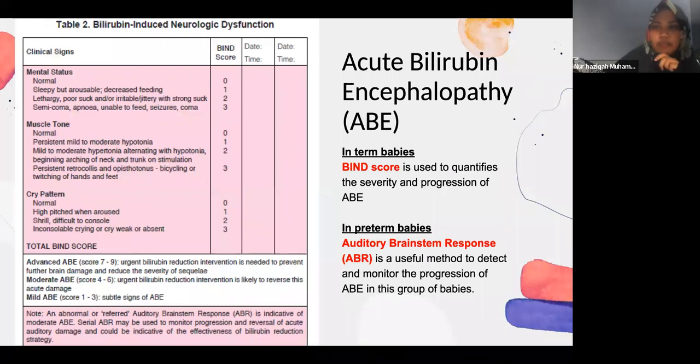This is the acute bilirubin encephalopathy score. This score is used to quantify the severity and progression of acute bilirubin encephalopathy based on the mental status, muscle tone, and also cry pattern. When we look at the score, we add it up and classify it as advanced, moderate, or mild acute bilirubin encephalopathy based on the scoring. 7 to 9 is advanced, 4 to 6 is moderate, mild is 1 to 3. However, for preterm babies, it is better to use auditory brainstem response, because this group of babies doesn't manifest much of the features of bilirubin encephalopathy. So it is better to do a hearing screening of the newborn to identify the progress of the acute bilirubin encephalopathy.